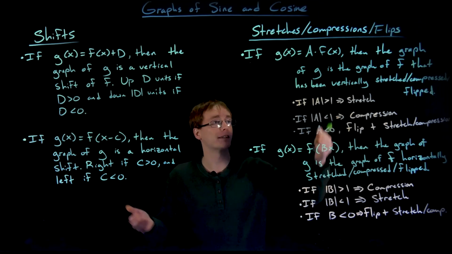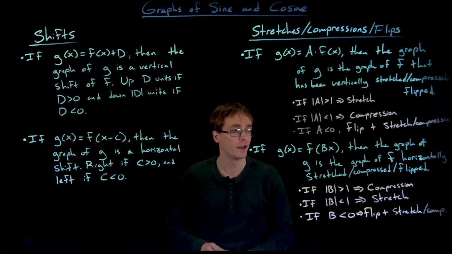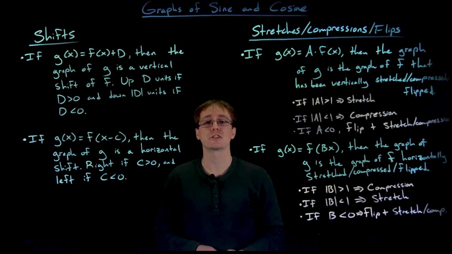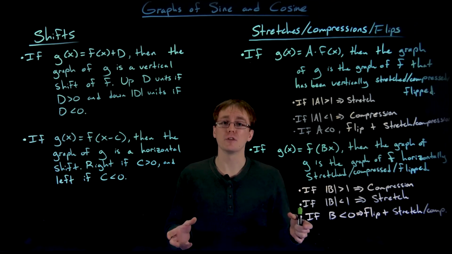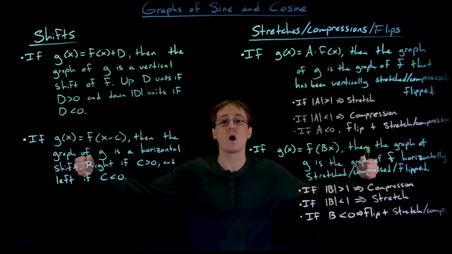That's going to stretch them. That's kind of the line of reasoning that we used up here, right? But it doesn't actually work that way. If we multiply by a number b that is bigger than 1, that's actually going to cause a horizontal compression. So now if we multiply by a small number, that actually causes our function to horizontally stretch and become wider.